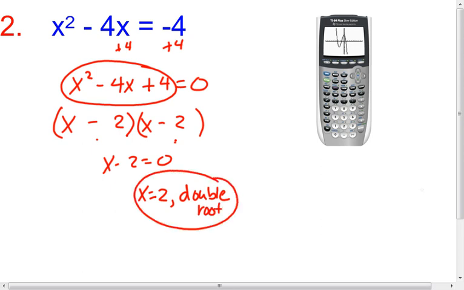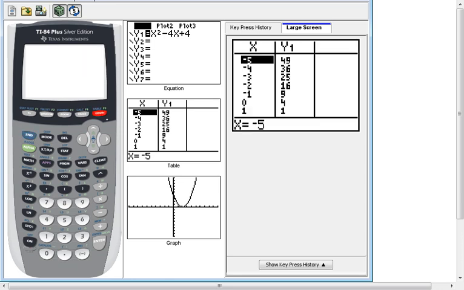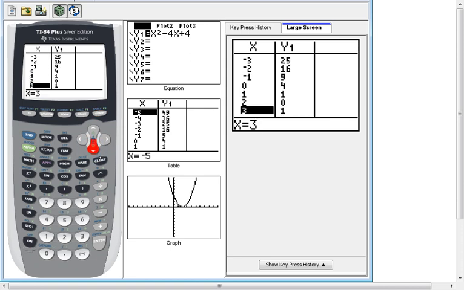Okay? And again, if I go back to my calculator screen, I can see it crosses in one spot. I'm going to hope it crosses at a whole number because then my table will be helpful for me. So if I go over here to my table and I look for where my y value is 0, you can see your y value is 0 obviously right here at 2. And we already know that that's what happens.